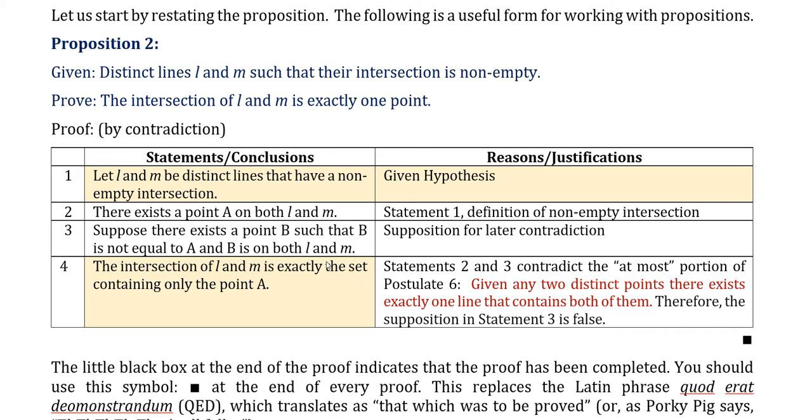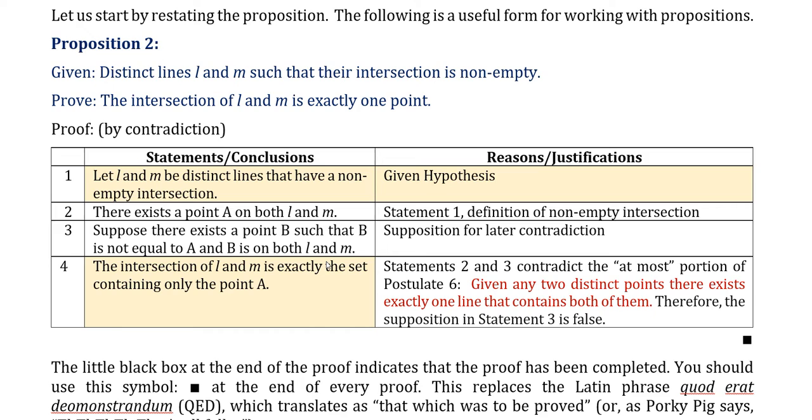Now that we have a point on L and M, let's do the proof by contradiction. Suppose there exists a point B such that B is not equal to A and B is on both L and M. Now, this thing actually doesn't exist, but we're going to suppose that it does for later contradiction. Normally, you can't just put a statement in there without a reason. So the reason we put is supposition for later contradiction.